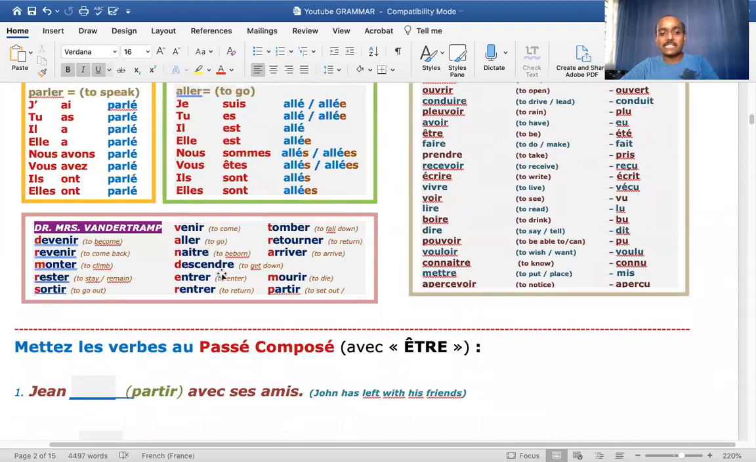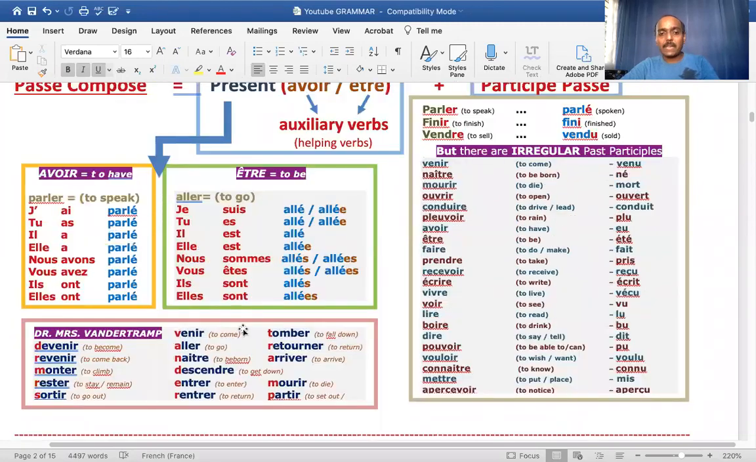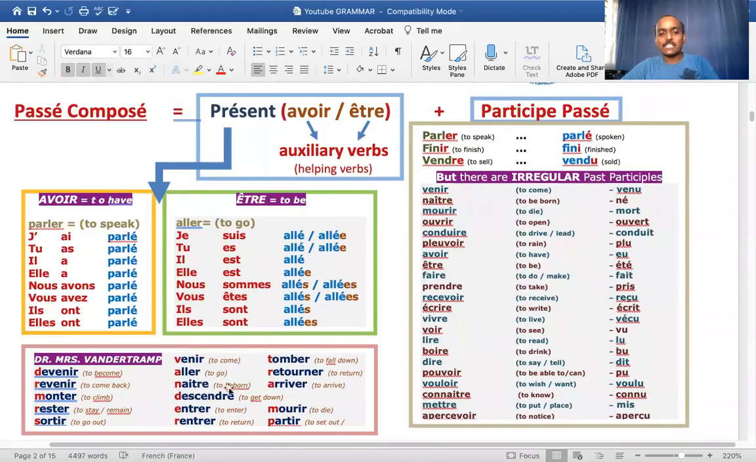in Dr. Mrs. Van Tramp list. If the main verb is found in Dr. Mrs. Van Tramp list, we will use être as the auxiliary verb. If the main verb is not found in Dr. Mrs. Van Tramp, then we will use avoir as the auxiliary verb.